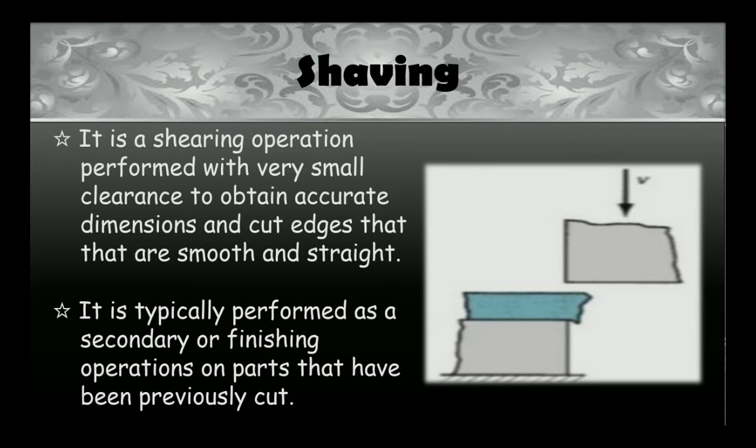Shaving. Shaving is a shearing operation performed with very small clearance to obtain accurate dimensions and cut edges that are smooth and straight. So as pictured in the figure shown, shaving is typically performed as a secondary or finishing operation on parts that have been previously cut.